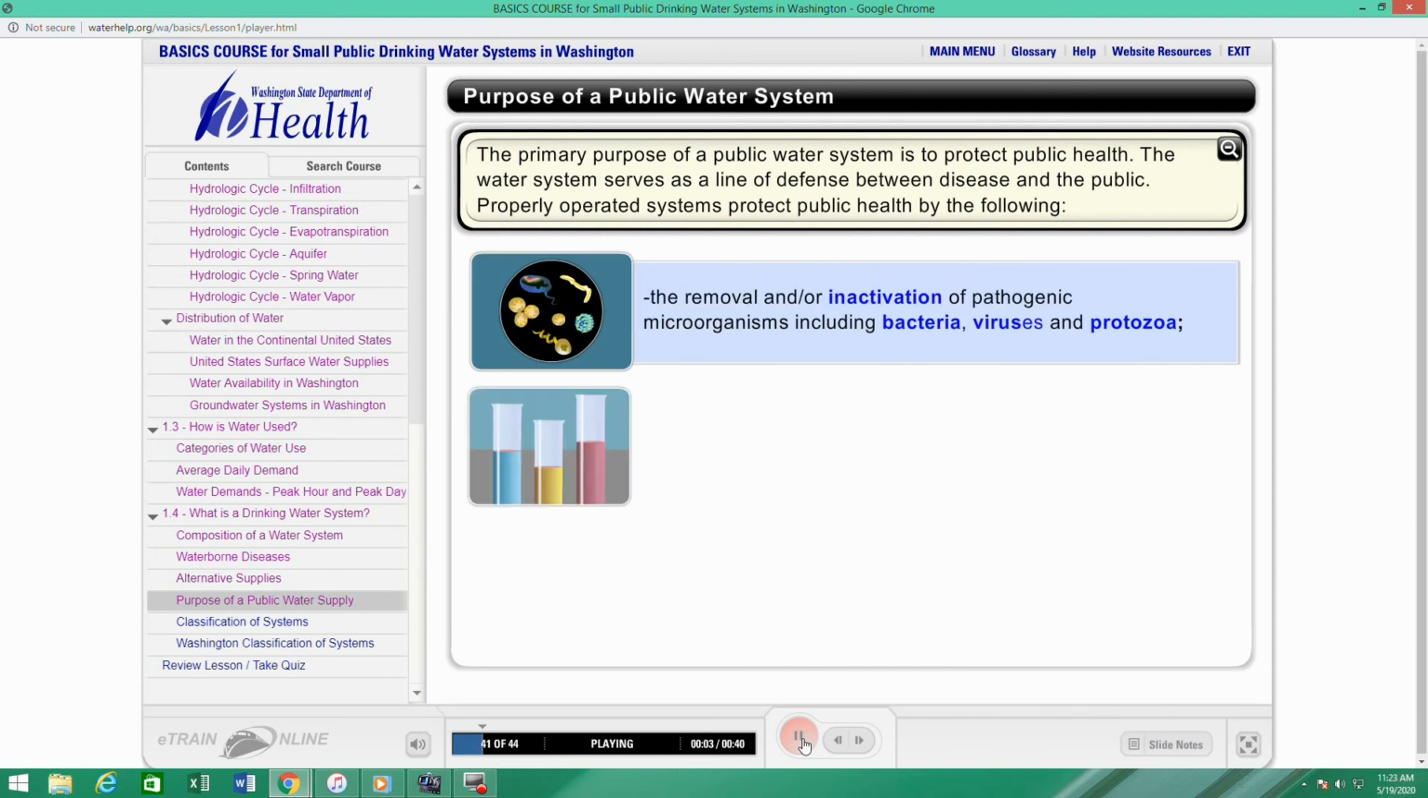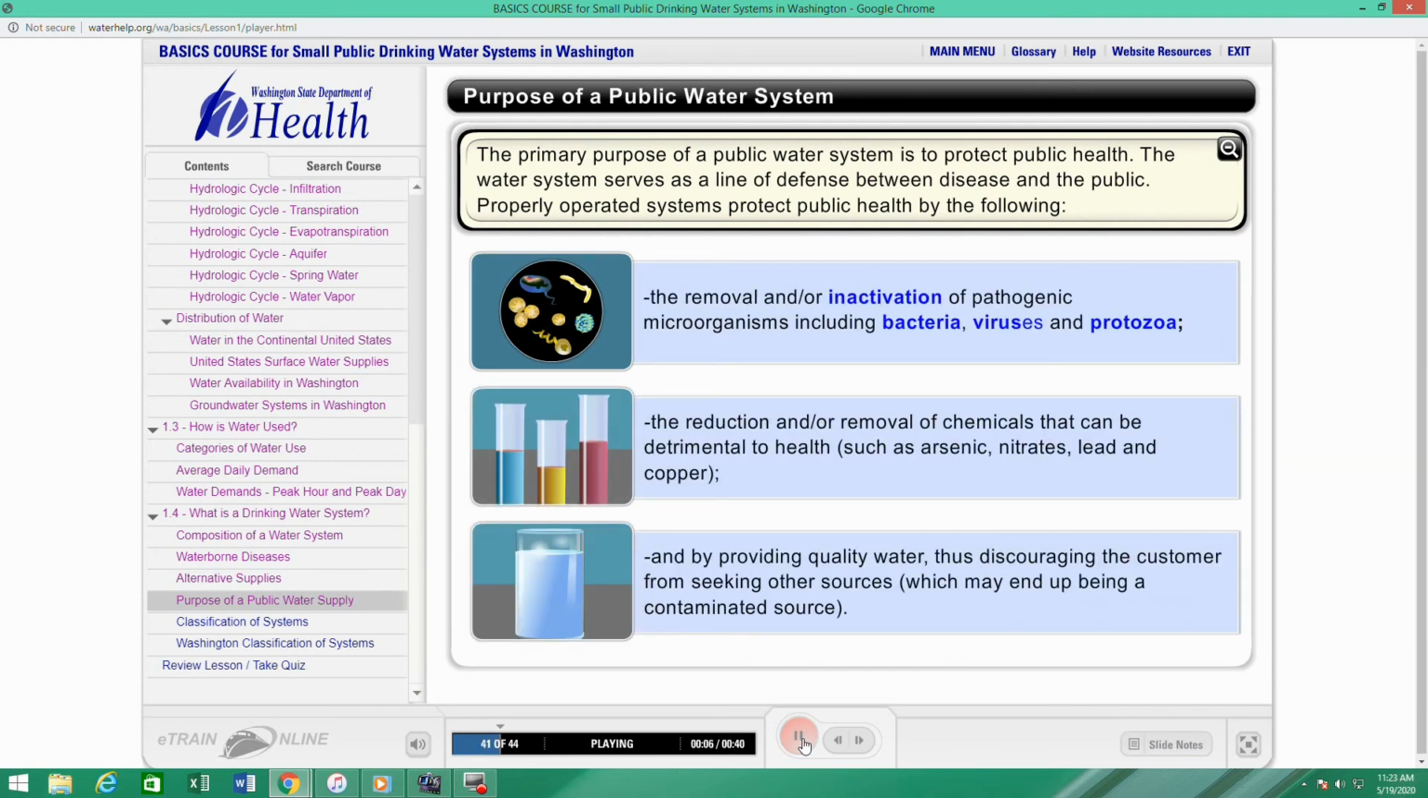The primary purpose of a public water system is to protect public health. The water system serves as a line of defense between disease and the public. Properly operated systems protect public health by the removal and/or inactivation of pathogenic organisms, including bacteria, viruses, and protozoa; the reduction and/or removal of chemicals that can be detrimental to health, such as arsenic, nitrates, lead, and copper; and by providing quality water, thus discouraging the customer from seeking other sources, which may end up being a contaminated source.